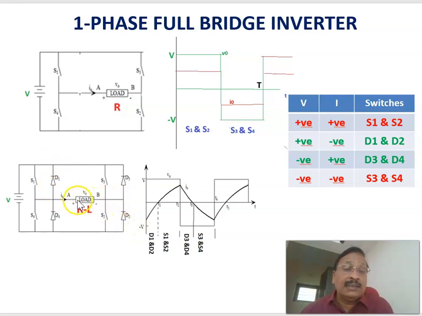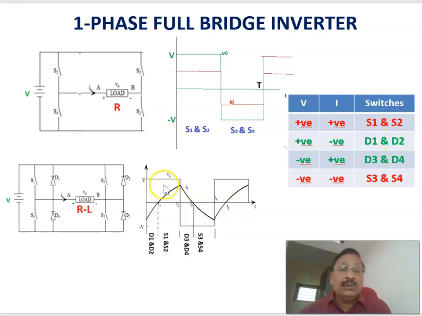That is, the path is like this. Current is flowing in this path, and therefore the current is negative. At the same time, this terminal is connected to this point, and will be getting a positive voltage. Therefore, the devices that are conducting during this period, 0 to T1, are D1 and D2.